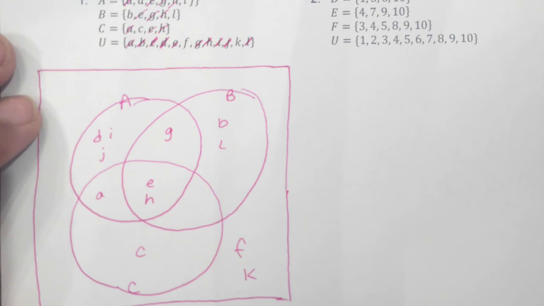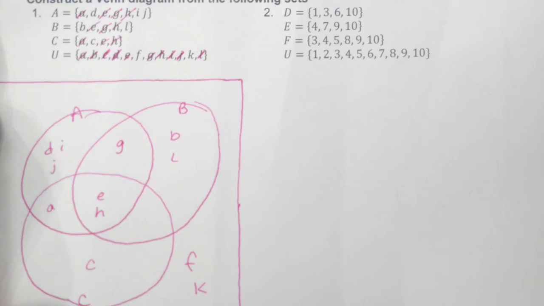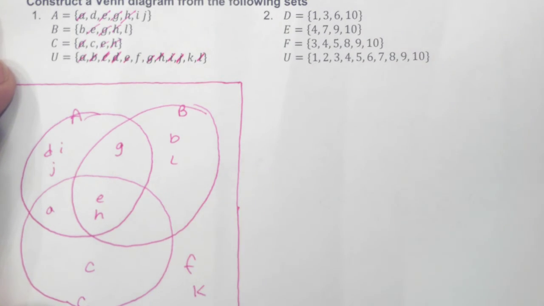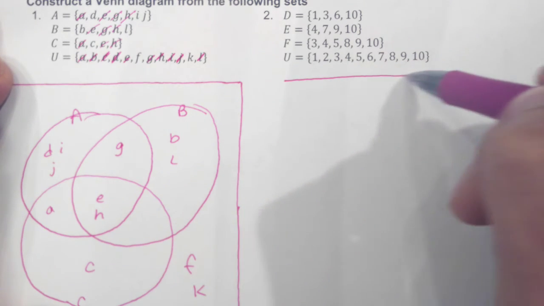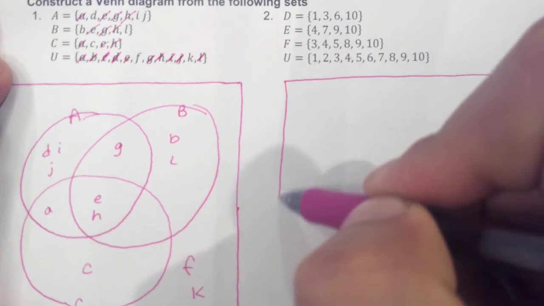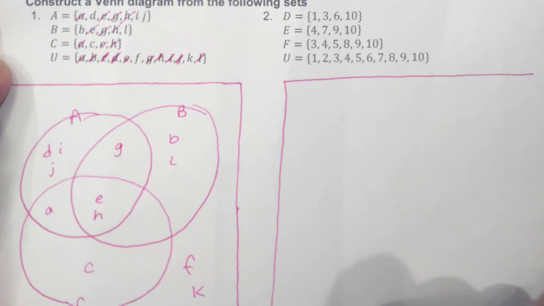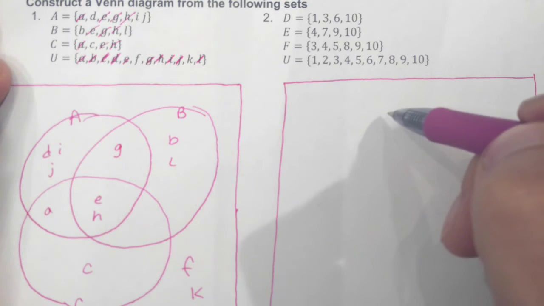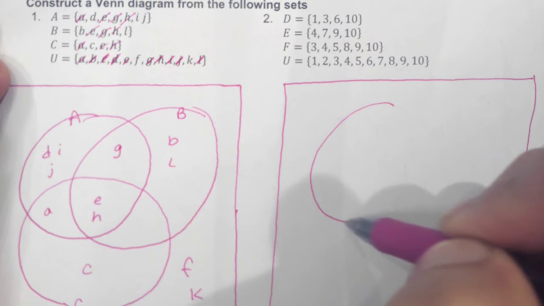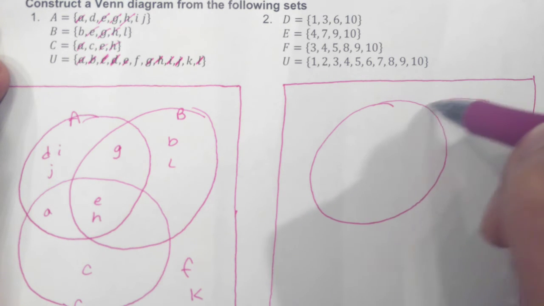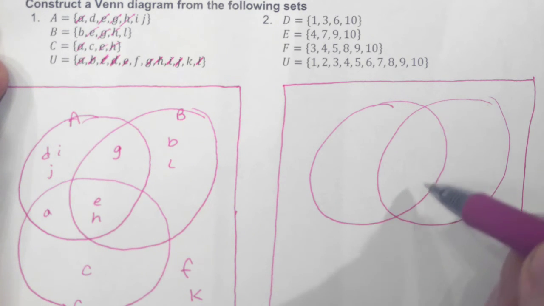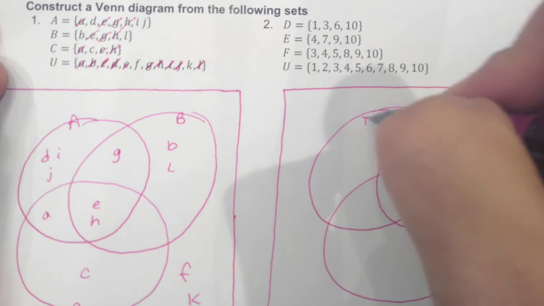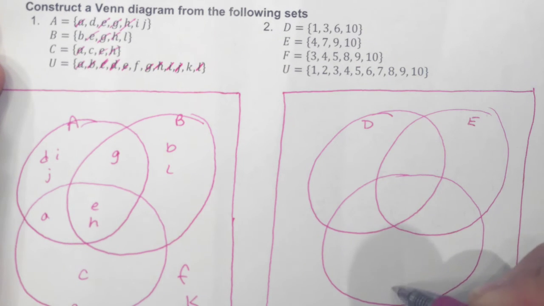So again, please pause the video here and try D, E, and F. Make those ones. All right, go ahead and pause the video here and we'll see how you did. Remember, be nice and generous when drawing your circles, nice and big. All right, so I'll make this one D, this one E, that one F.